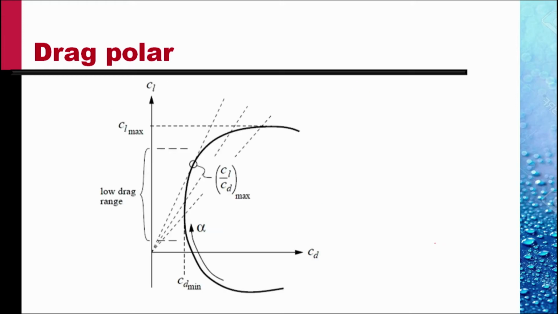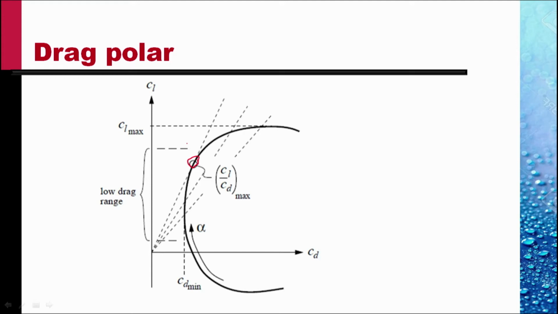One of the interesting things to study is the drag polar. It is the polar plot of the lift coefficient and the drag coefficient, CL versus CD. And the curve shape is like this. Beyond CL max, the drag increases very fast. This point here represents the point of the maximum value of CL by CD.